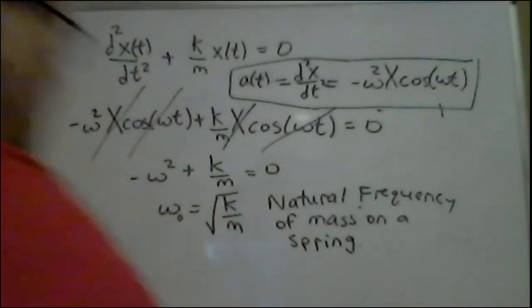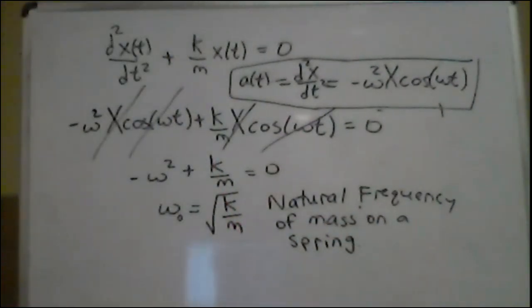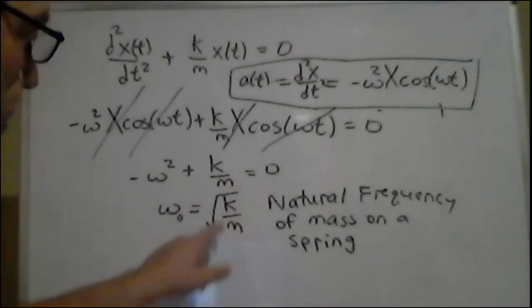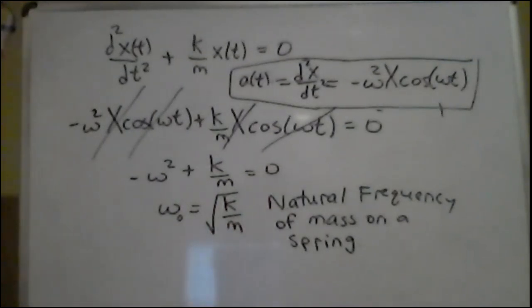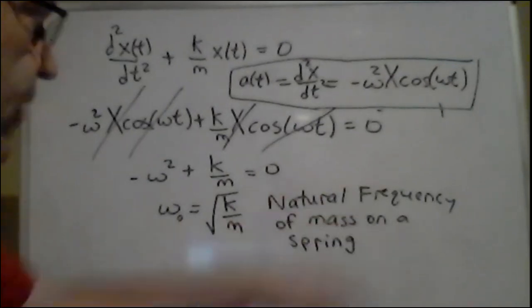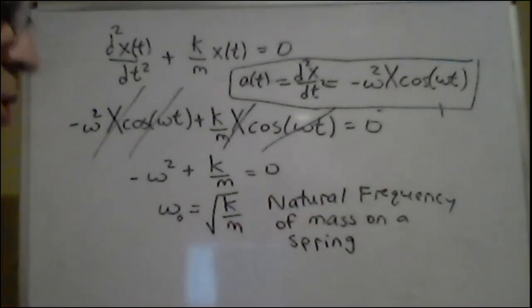Now let's take a look at this. This is telling me that because a system has certain characteristics, a spring constant K and a mass M, it naturally wants to oscillate at a frequency, the square root of K over M, a frequency entirely dependent on its characteristics. That's the frequency it likes the best. And naturally, that's why it's called a natural frequency. The system naturally wants to oscillate at that frequency.